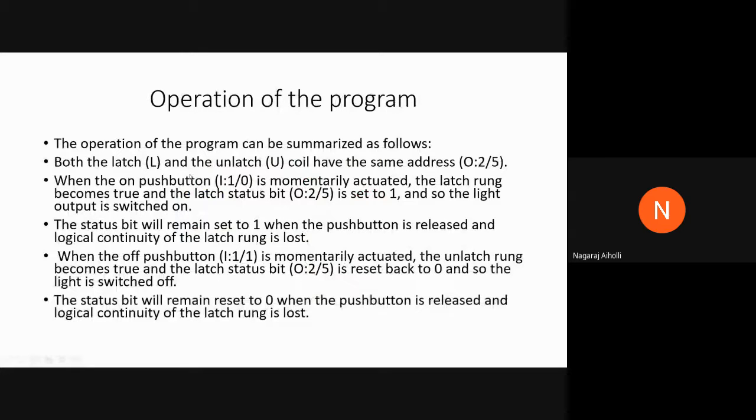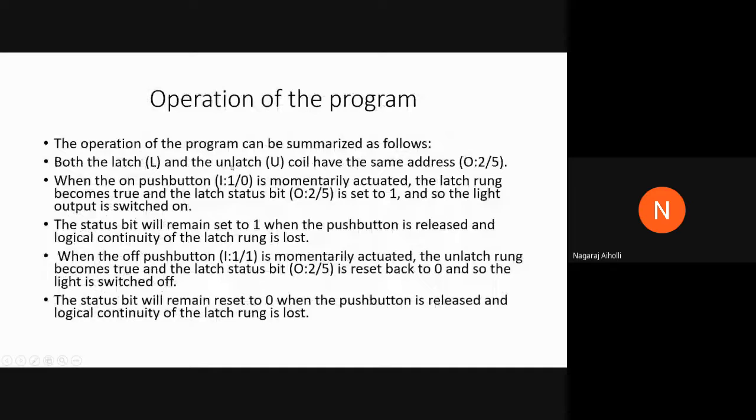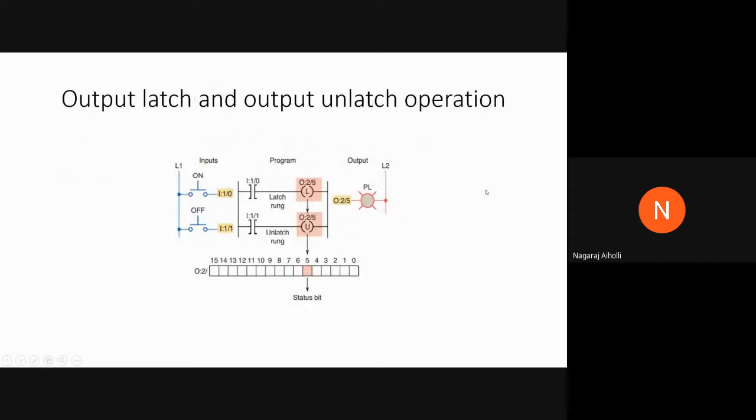Now let us look at the operation of the program. This is the ladder rung program, is it not? Both the latch and the unlatch coil have the same address, O:2/5. It is the output image file, slot number 2, bit number 5.